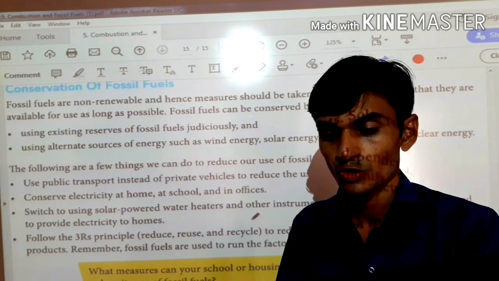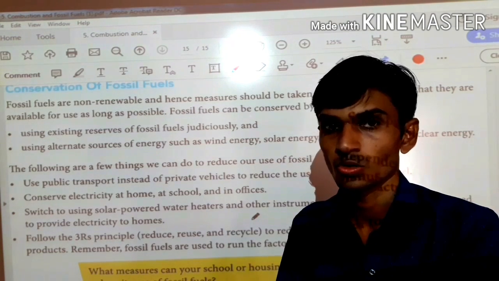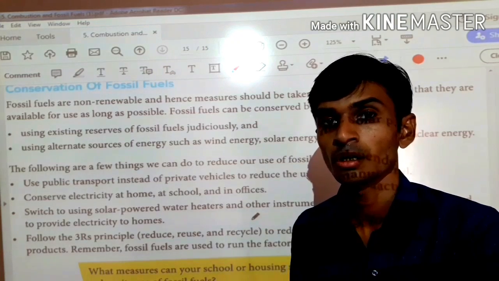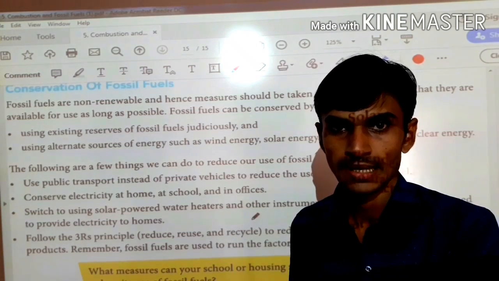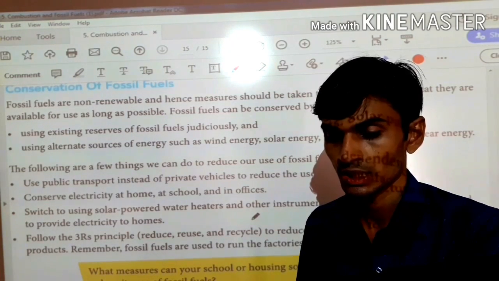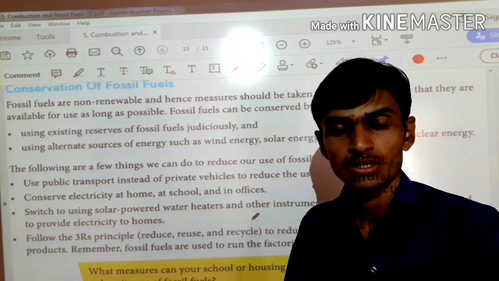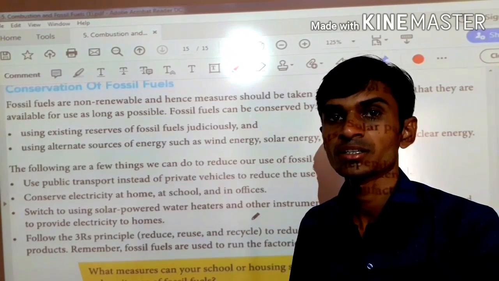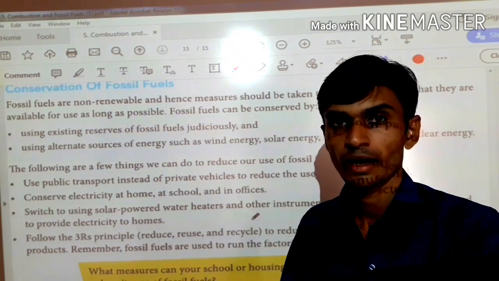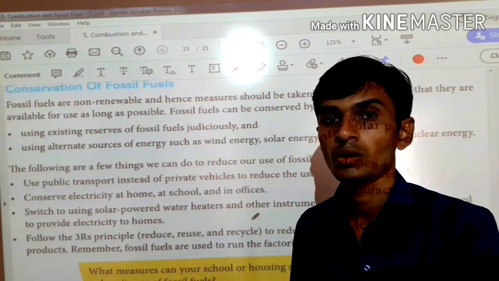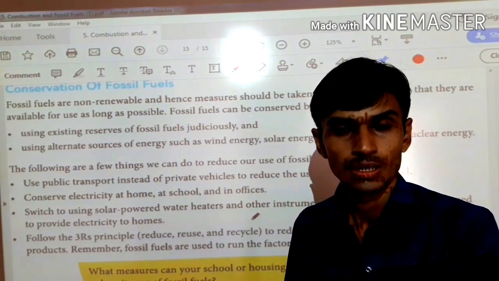Second, using alternate sources of energy such as wind energy. So in place of the fossil fuels, use renewable energy sources like solar energy, wind energy, tidal energy, nuclear energy, right. These types of energies we have to use. That's why we can save the quantity of these fossil fuels, right.